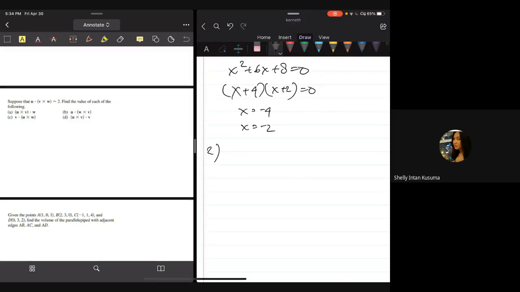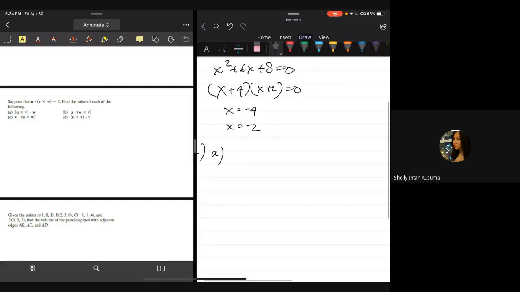Okay, for the second question, do you have an answer for this one? If not, then we know that this one is equal to this one, right?